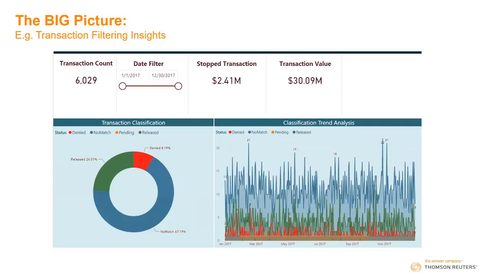So again, you can't just implement transaction monitoring systems without getting this high-level view and getting the big picture of what you're doing. And you also have to look at how well the data that you've brought in to enrich the process is working out.